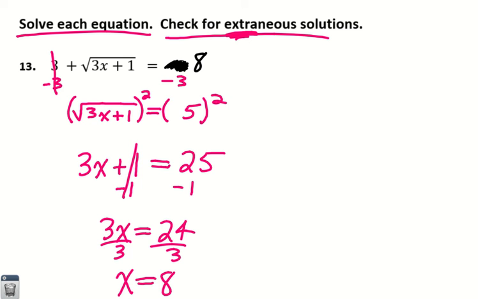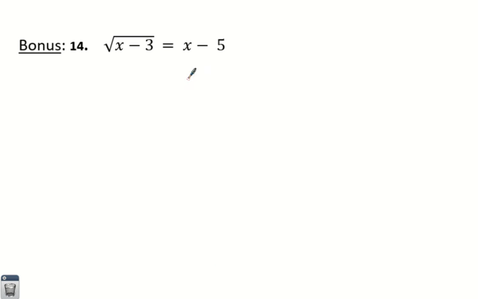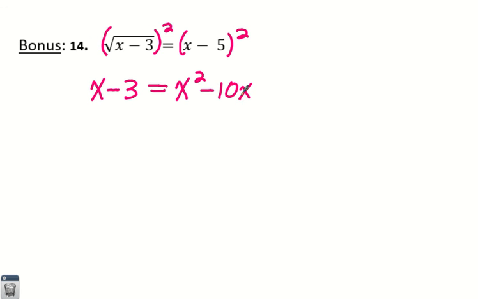So that does check out. Okay? That does check out. Bonus question. This is a very doable bonus question. Square both sides in order to get rid of that square root. The right side is going to be FOIL. And it's going to end up being this once you finish the FOIL and clean up.